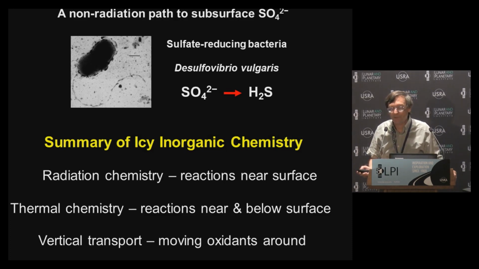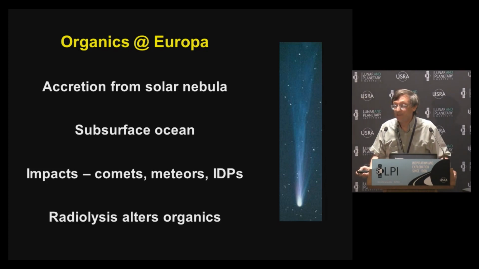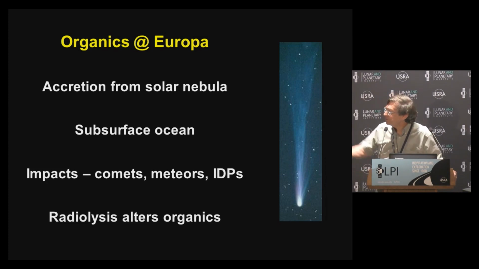Yeah, we're going to find frozen salt water, but it might have something to do with the creation of the solar system or something. So I like to think about the organic molecules too, not just the inorganic ones. So let's switch over. Organics: accretion from the solar nebula, that subsurface ocean we like to talk about. Maybe there's organics sitting there right now. Impacts, comets certainly have lots of organics. Meteors have all sorts of things, interplanetary, not interstellar, interplanetary dust particles, and radiolysis alters all of these things. If you have organics present from these sources, the radiolysis near the surface is going to change these things around, and you can get some variance in organic chemistry.